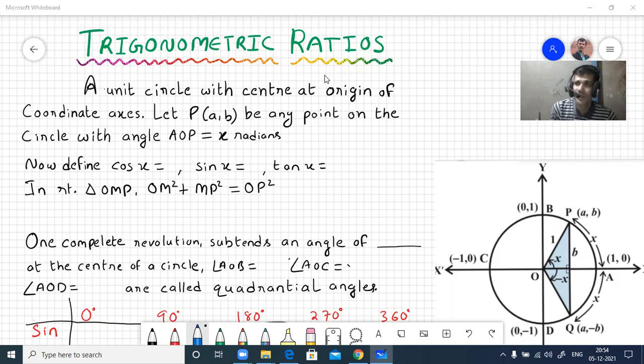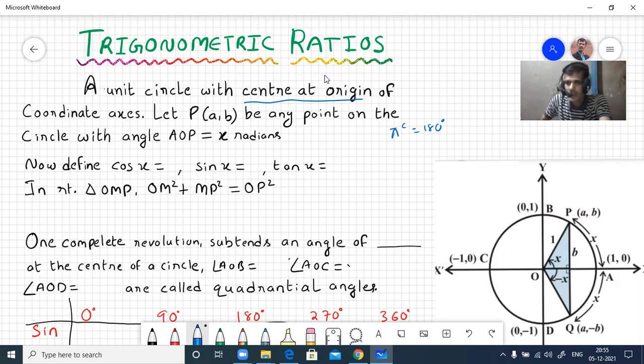See, in 10th class, we have learned trigonometric ratio for acute angles as the ratio of sides of a right angled triangle. See, here we'll take the help of unit circle. It is described with center at origin of the coordinate axis. Okay. It will intersect coordinate axis at A, B, C, D respectively. If you take any point P, its coordinates A, comma B, then we can describe the angle AOP as some x radians. See, pi radians is equal to 180 degrees. You can convert this radians to degrees also using this.